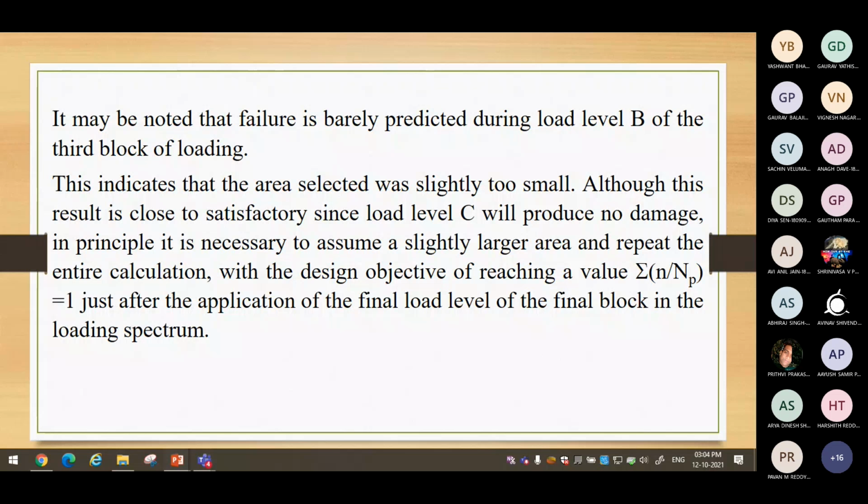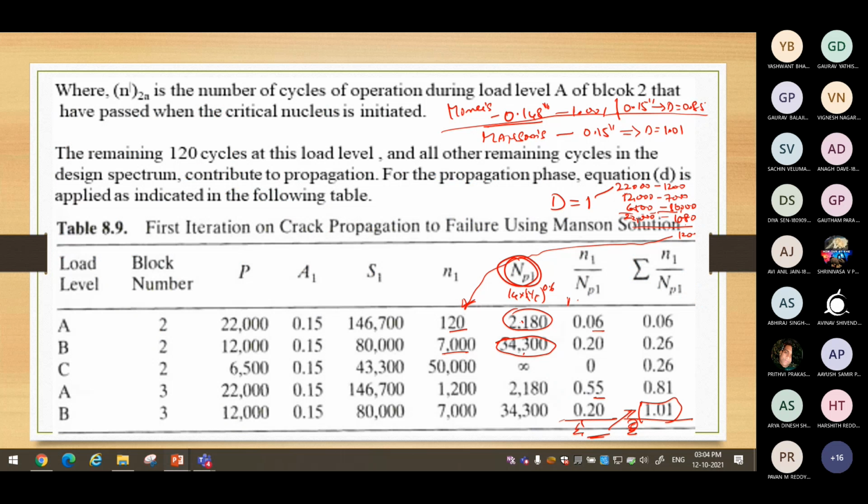You can read this conclusion. It could be noted that failure is barely predicted during the load level B of the third block of loading. This indicates that the selected area is slightly small, because you see, I have to apply another 6,500 with 0.15 area corresponding stress and for the 50,000 cycle. Though the theory tells us it is going to give us infinite number of cycles, what is the guarantee you have that the component with this particular damage will survive?